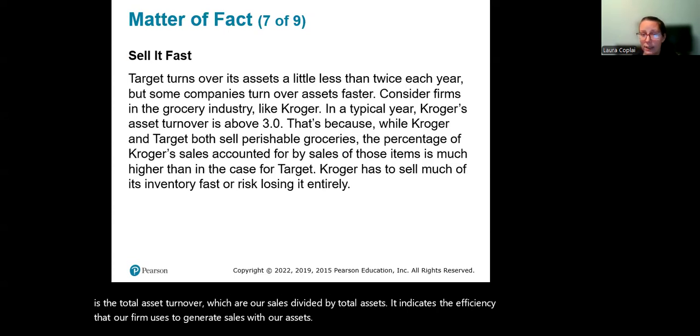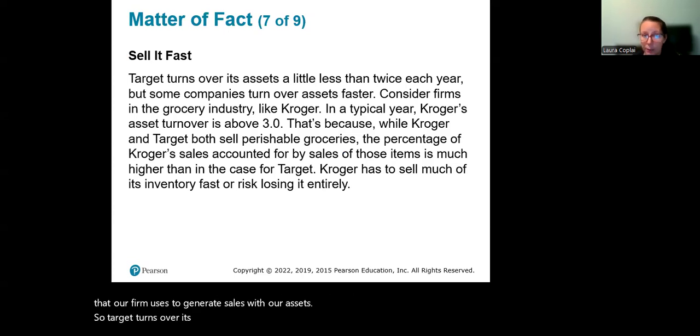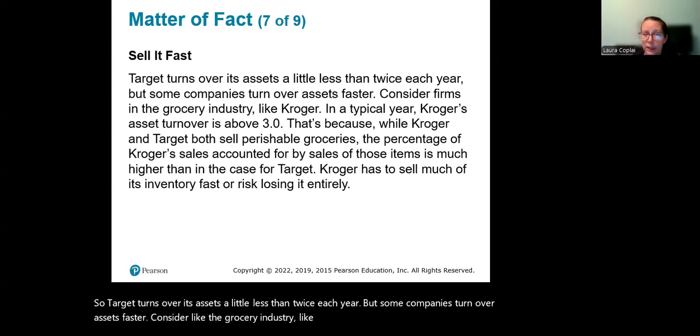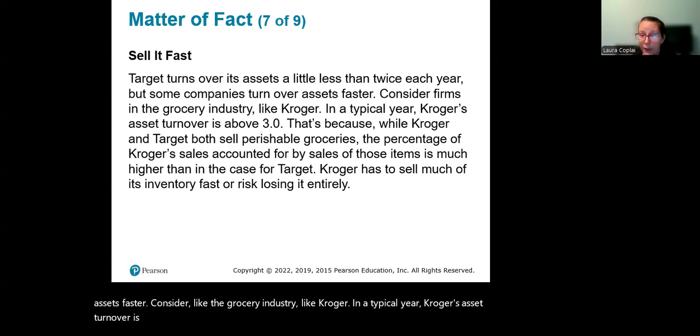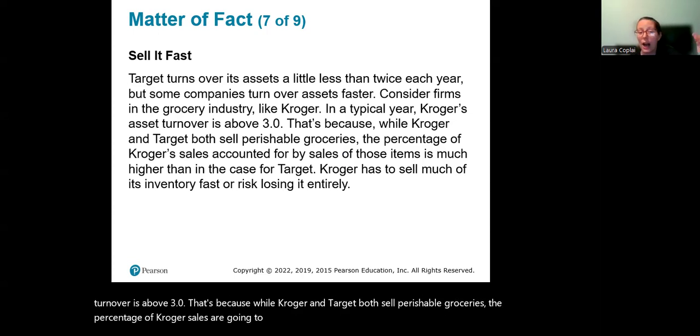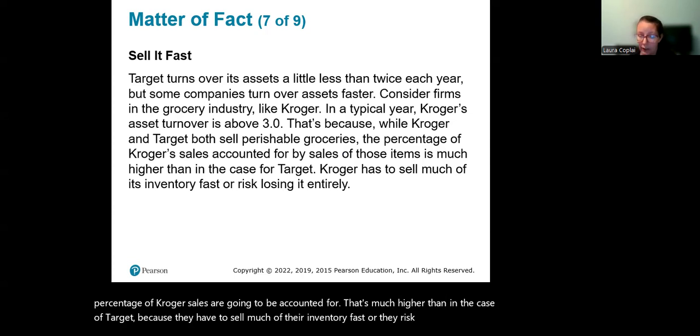So Target turns over its assets a little less than twice each year, but some companies turn over assets faster. Consider the grocery industry, like Kroger. In a typical year, Kroger's asset turnover is above 3.0. That's because while Kroger and Target both sell perishable groceries, the percentage of Kroger sales accounted for by them is much higher than in the case of Target, because they have to sell much of their inventory fast or they risk losing it entirely.